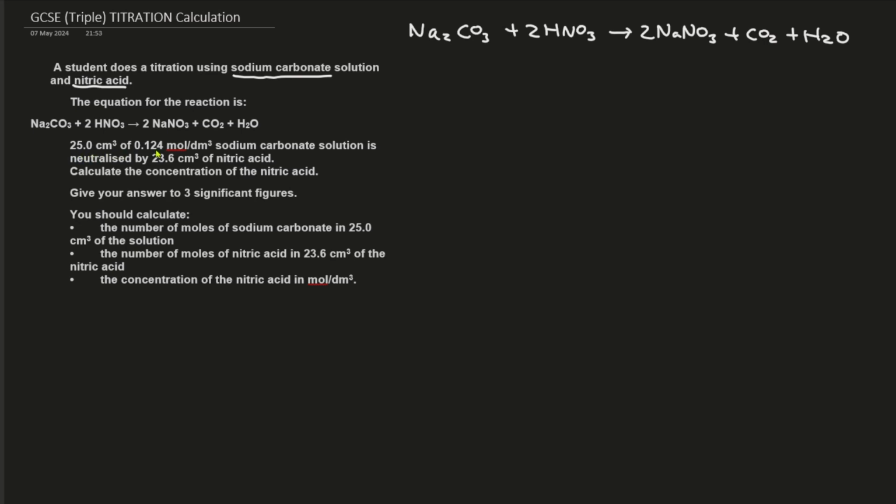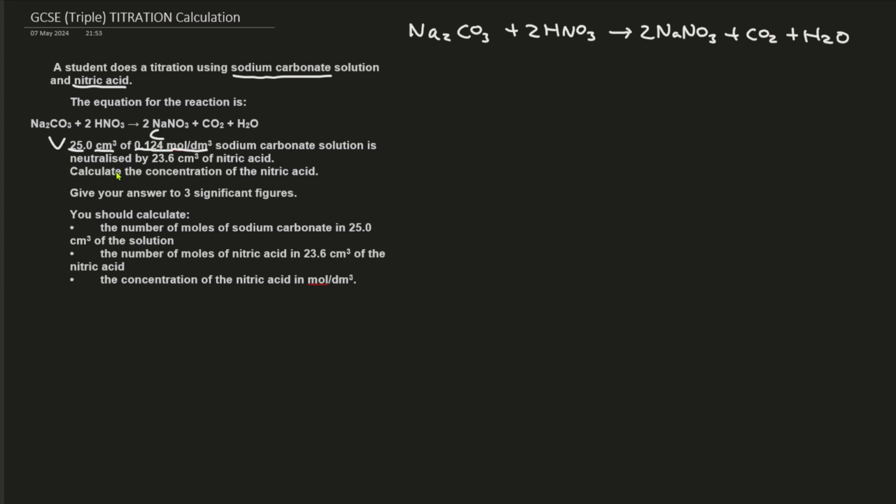25 centimeters cubed of a 0.124 moles per decimeters cubed of sodium carbonate. So we have volume because we know that 25 centimeters cubed is a three-dimensional unit. That tells us the volume of our sodium carbonate, which is the base, and it has a concentration of 0.124. So let's make that a little bit neater looking, and that is going to be our C. Why? Because it's in moles per decimeters cubed.